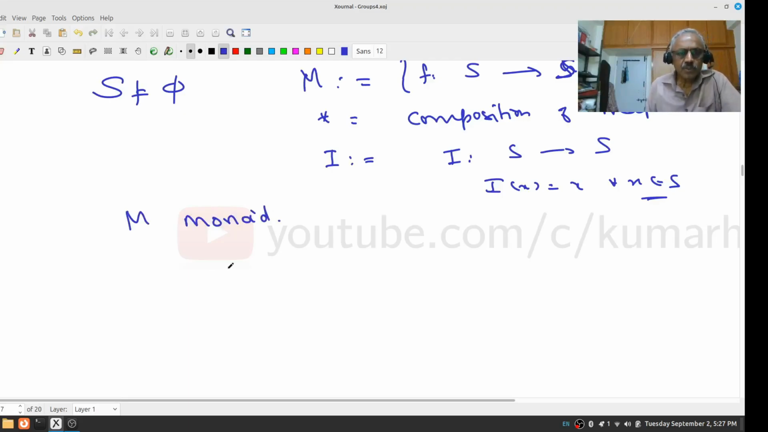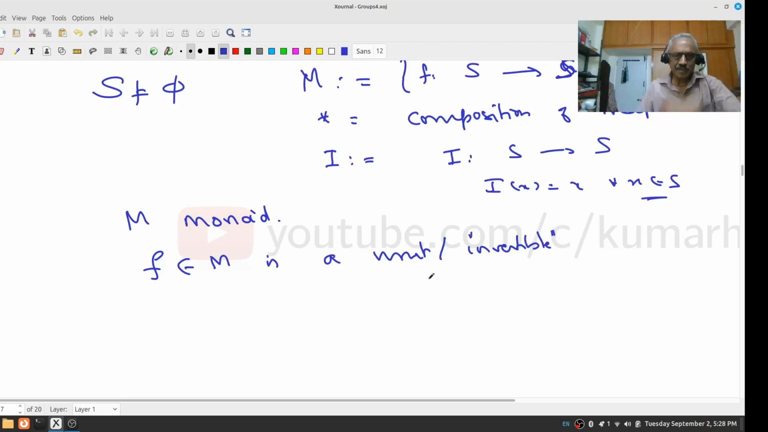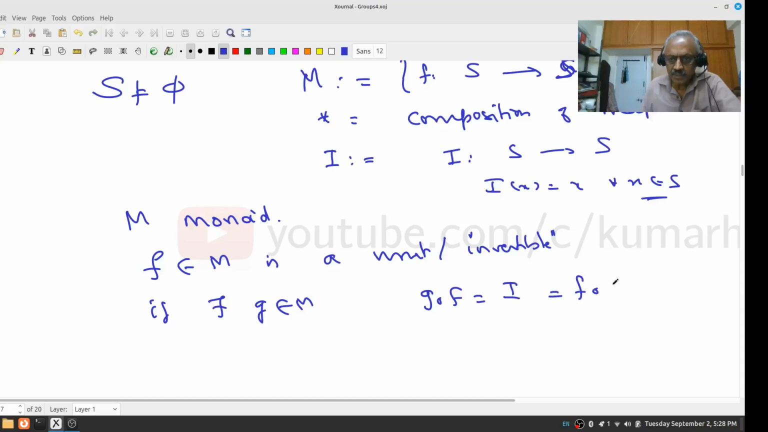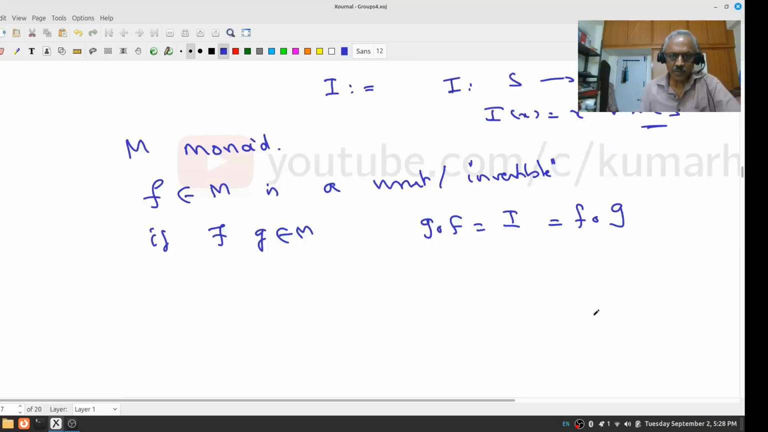Now I want to know when an element f in M is a unit, or is invertible. I don't want to use the word invertible because you will see the reason. Invertible in the sense of monoid, but we ought to look at something. It's a unit if there exists a g in M, that is another map from S to S, such that g composite f is equal to the identity, and f composite g is also the identity. Is that clear? This is a group operation.